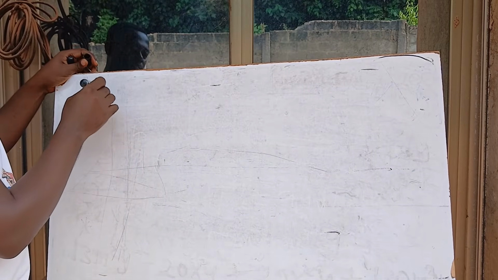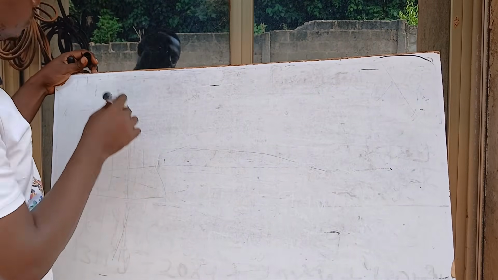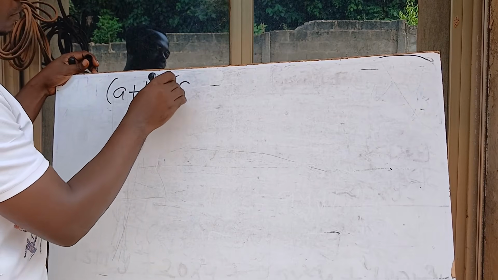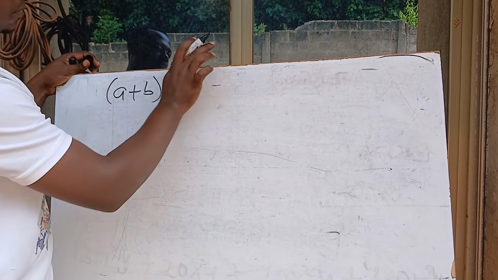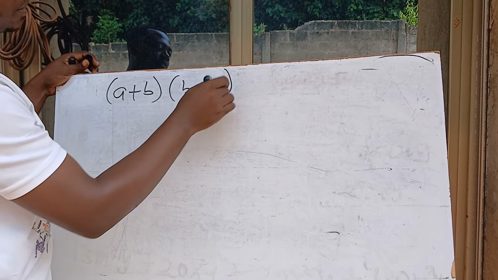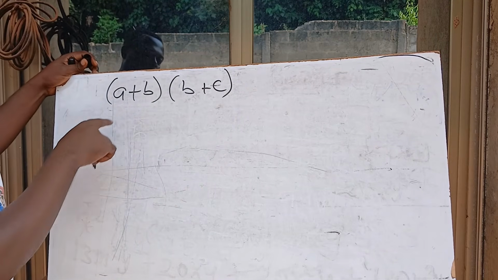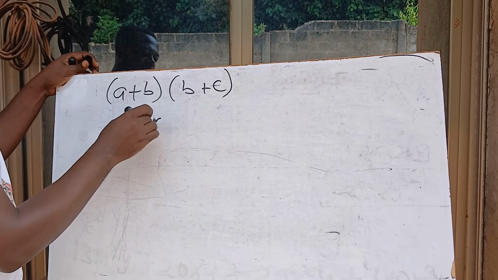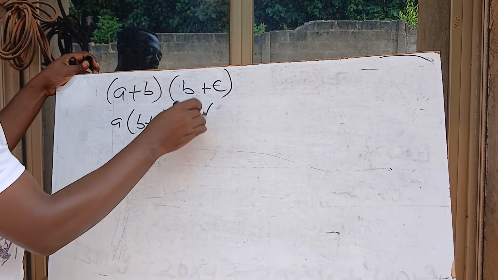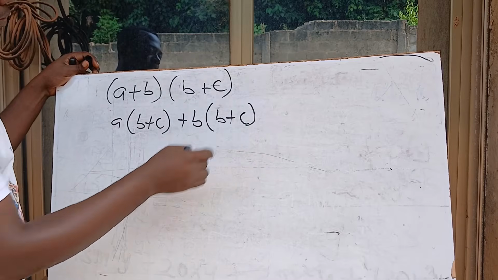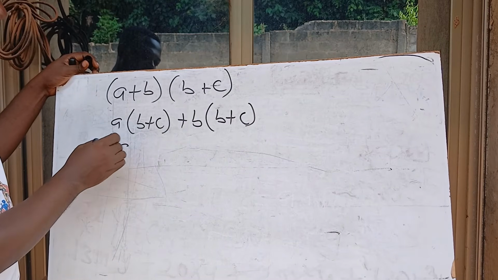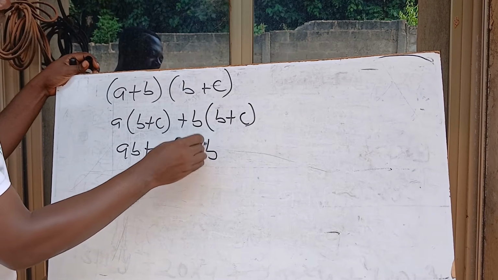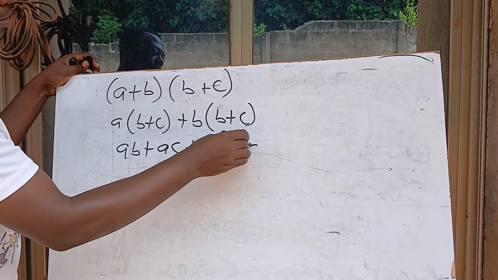Now let's look at multiplication. Okay, so when we have a plus b times b plus c, like this. Okay, so a will take this. We have a times b plus c, then we have b times b plus c. Okay, so ab plus ac plus b squared plus bc.